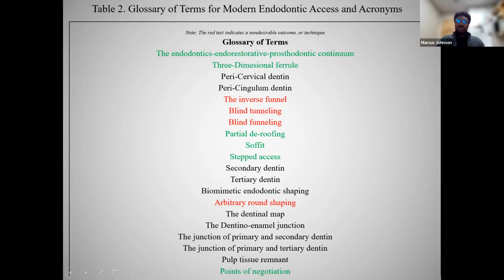So let's just kind of look at the glossary of terms when we look at modern endodontic access. Okay, these are the ones in red that we really want to stay away from. Green is highly valued. Black as well, pericervical dentin. And the red we want to stay away from. Inverse funnel, that's what you're going to get when you use the round burr. Gouging and blind tunneling, arbitrary round shaping. Like I said, I have pretty much done away with any round burrs. Obviously, sometimes they're still useful, gross excavation of caries, but I tend to be a little bit more thoughtful now, especially since I'm under the microscope, and I tend to use that tapered diamond just to really kind of feather away those areas that need to be removed.